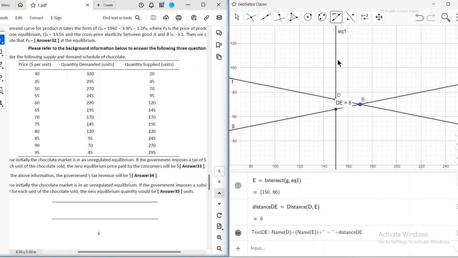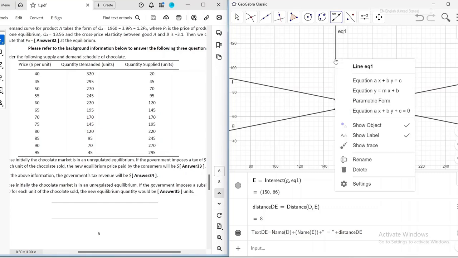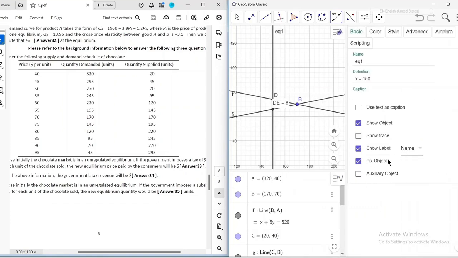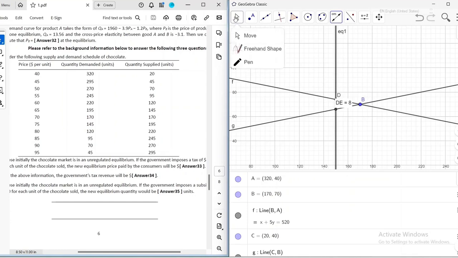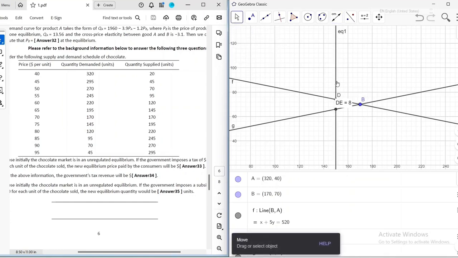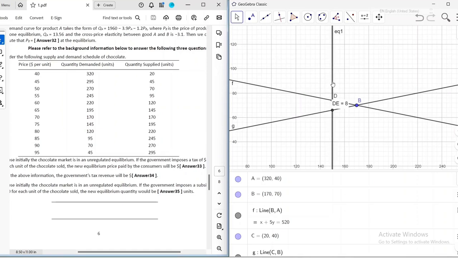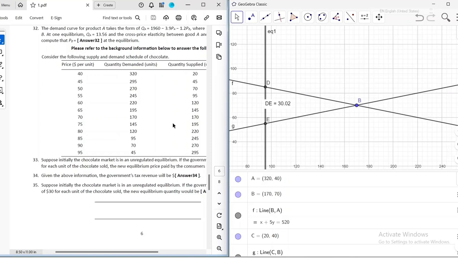Now I need to move this to the left. So let me change the setting first. This is fixed, right? So I'm going to unfix this, and then move it. Okay, so as you can see, I can move this curve now. So this is increasing. Okay, so this is through 29. Okay, so this is almost 30, right? You can make it exact 30.